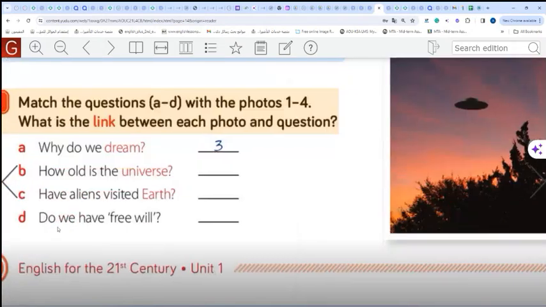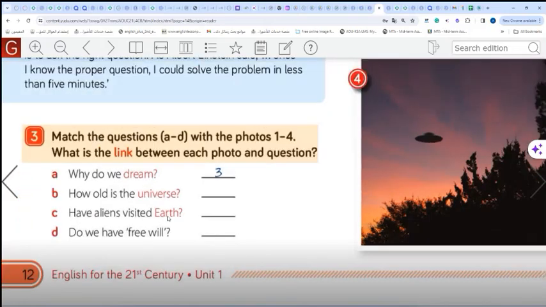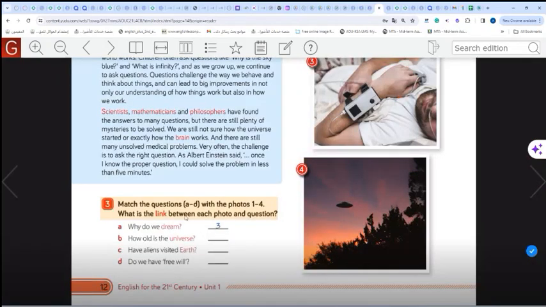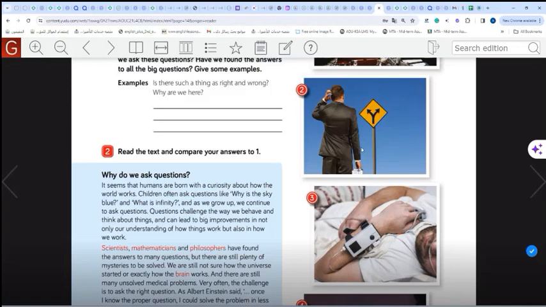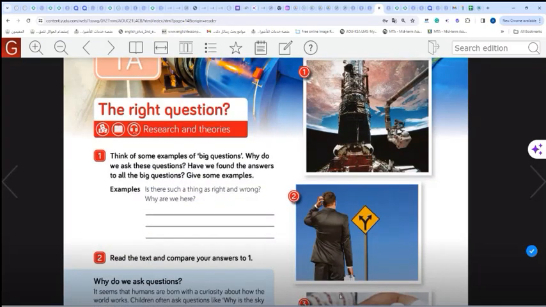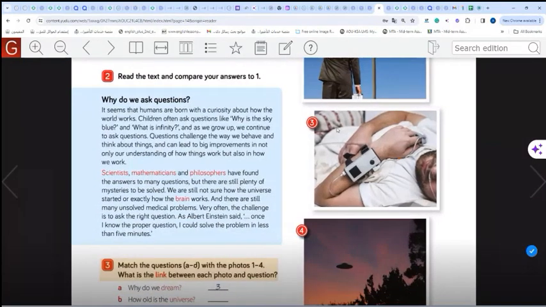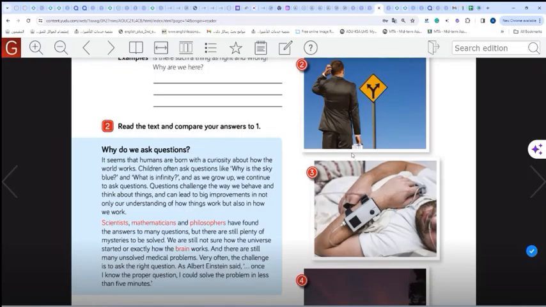Then, dear student, do we have free will? Yes, teacher. Which photograph? 2. Number 2. Yes, number 2. Okay. Now, dear students, what do we mean by free will?